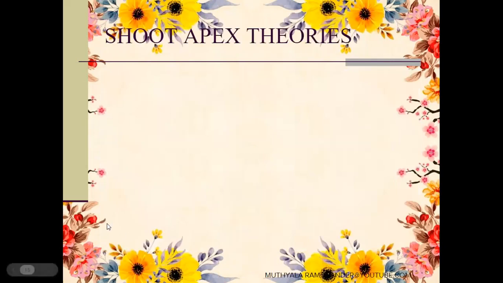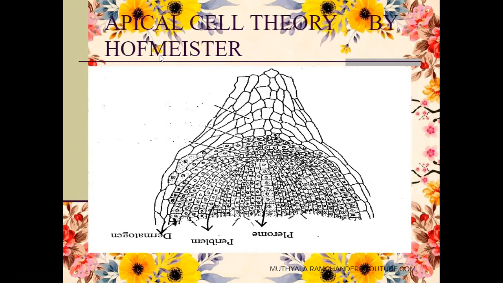The next one is shoot apex theories. Shoot apex theories are shoot apical cell theories. The shoot apical cell theories are explained in different ways by different scientists. The first theory is the apical cell theory by Hofmeister. It's similar to the root apical cell theory, and it is also proposed by Hofmeister.